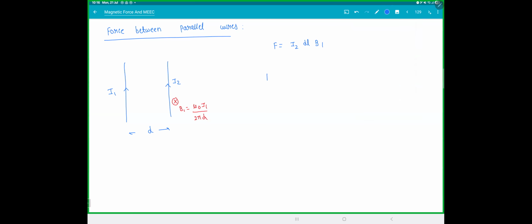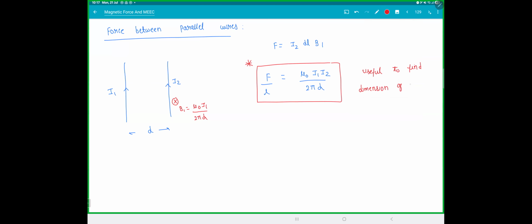So we get force per unit length is mu naught I1 I2 by 2 pi d. There, if you keep two parallel wires, this is the force between them. Force per unit length. Quite a useful formula. Especially this formula is really useful to find the dimensions of mu naught. In the units and dimensions chapter, if they ask you to find the dimensions of mu naught, this is one formula where you have purely mechanics terms. Every other formula will involve something more complex. So remember this formula for that sake. If you want to find the dimensions of mu naught, this is the formula which you can use.